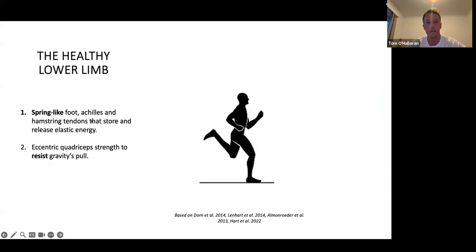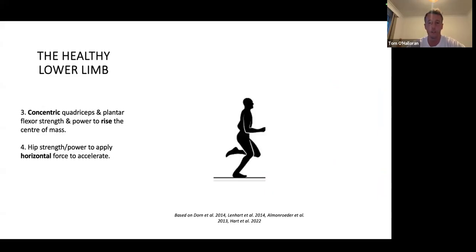So the components that go into that: to hop, we need a spring-like foot, Achilles and hamstring tendon that store and release elastic energy. We need eccentric quad strength to resist gravity's pull and work as brakes. We need concentric quad strength. So it probably is important to an extent to test concentric quads and plantar flexor strength and power to raise the center of mass. But that's a lot within the calves for propulsion. So it's just justifying why we're testing what we're testing and thinking a bit more deeply about it. Do we need to assess eccentric over concentric, or can we justify concentric only?